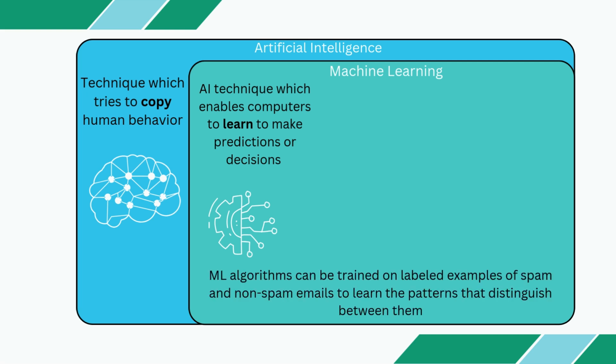An example here is an ML algorithm trained on labeled examples of spam and non-spam emails. So when you get an email, you mark it as spam and the genuine emails are not marked or are marked as non-spam. Over a period of time, it will understand the patterns that such type of emails coming from such sources are spam. And in future, it will intelligently identify those as spam.